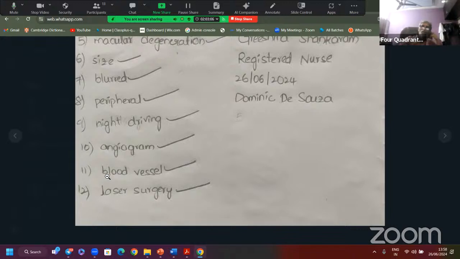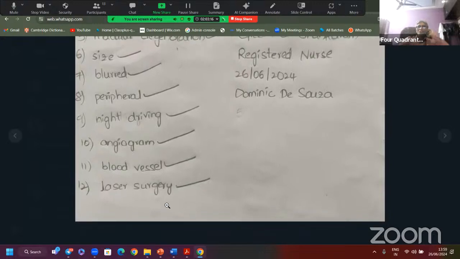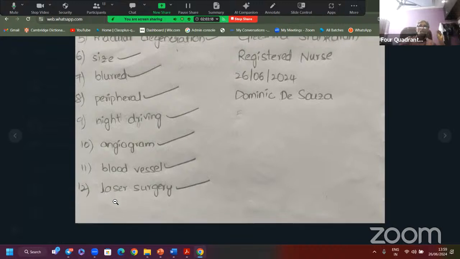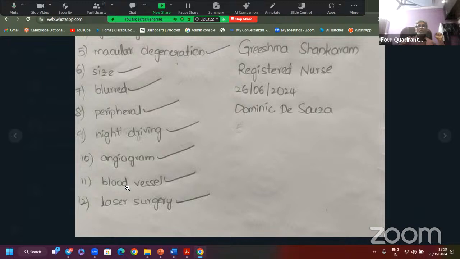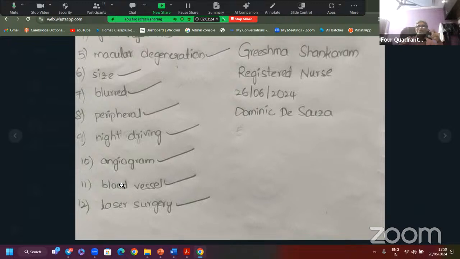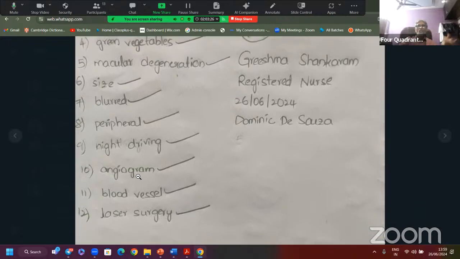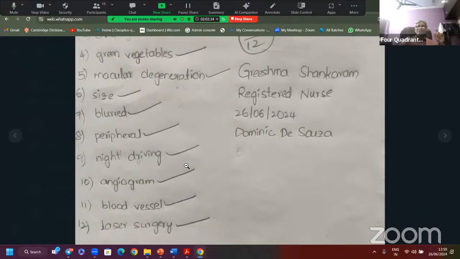How can you give a mark for this one? Laser surgery is like loser surgery. Loser, like that it is. How can you give a mark for that? You lose this mark. Definitely you lose this. Blood. Why are O and D joined together? Why can't you separate them? R. Where is R? It's not clear. I is not clear. I should be on the same side.